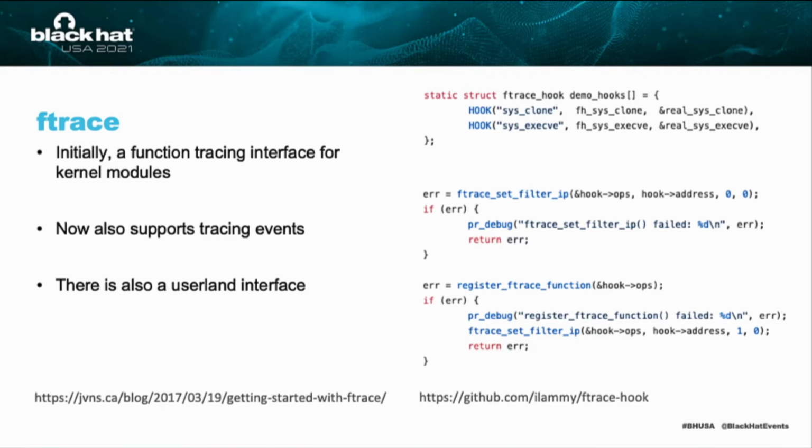For the first subsystem we looked at, it was Ftrace. This is used for tracing functions as well as events. You can see with our proof of concept, we configured it to hook the sys_clone and the sys_execve system calls, and then the proof of concept is going to set filters on the addresses of where those functions start, and then it's going to register the Ftrace handlers for them.